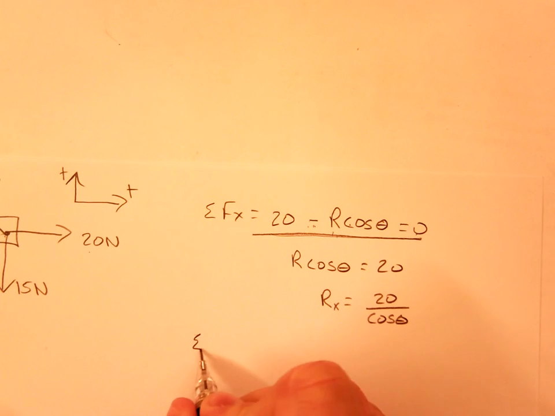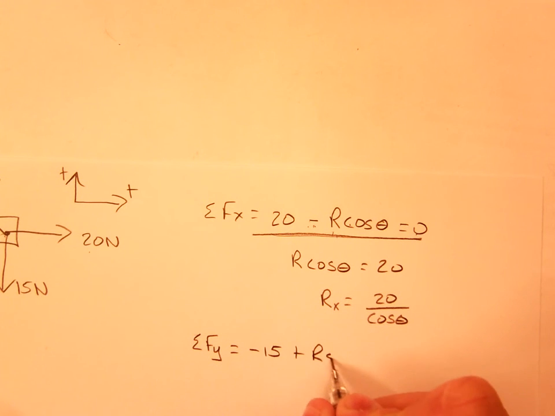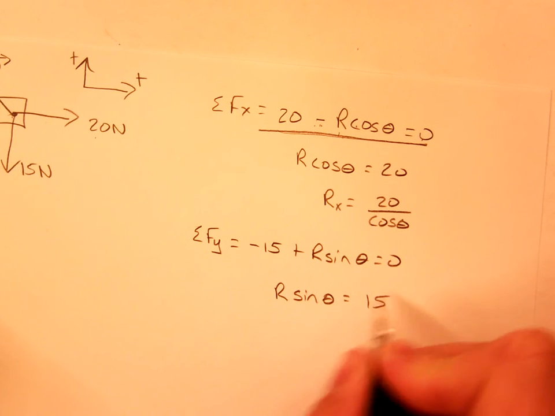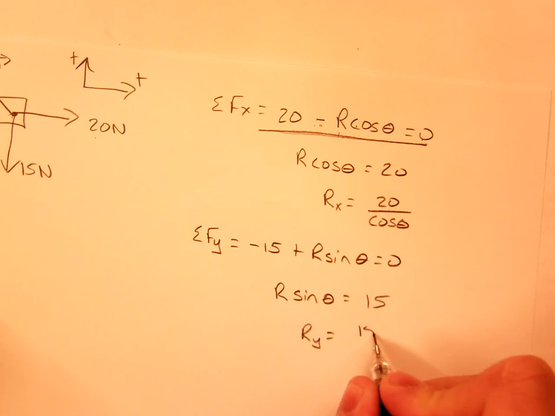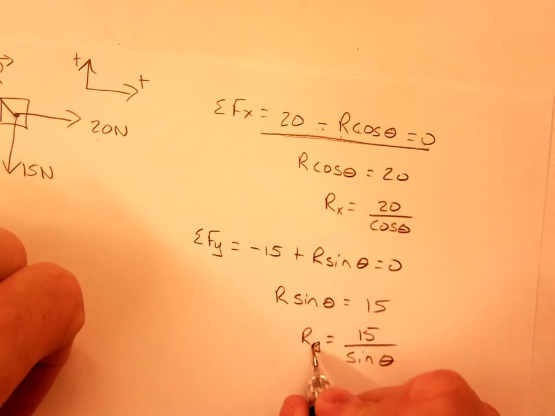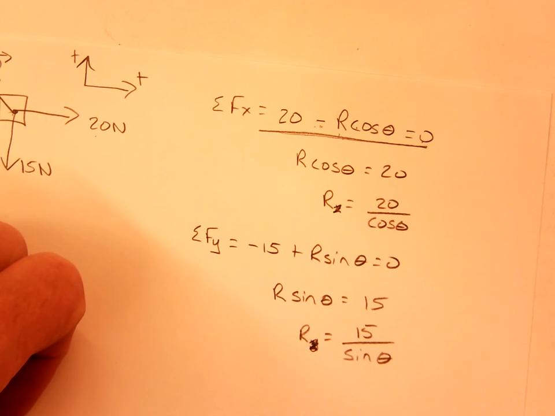Okay, sum of forces in the y direction. Negative 15 plus R sine theta is equal to 0. R sine theta is equal to 15, and R in the y direction is 15 over sine theta. Okay? Any questions about that? Actually, this shouldn't be Ry. This is actually just plain old R, both of those. All right, so those are plain old R.